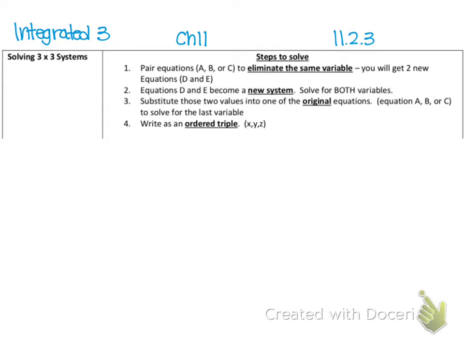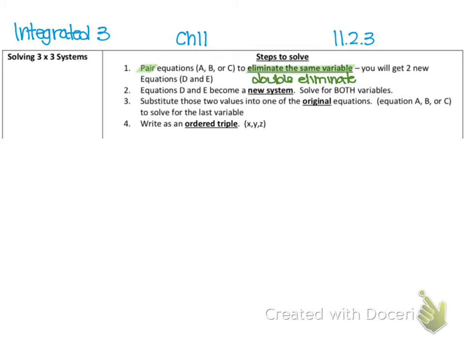So what you're going to do is pair 2 of the equations together. Doesn't matter which ones. And you're going to eliminate the same variable. Ultimately, you're going to eliminate the same variable twice. So I always think about this as double elimination. You want to double eliminate the same variable.